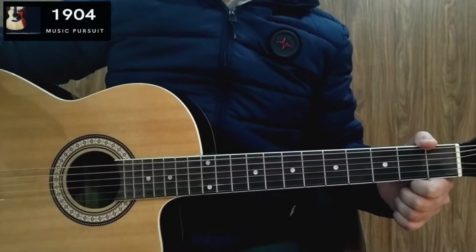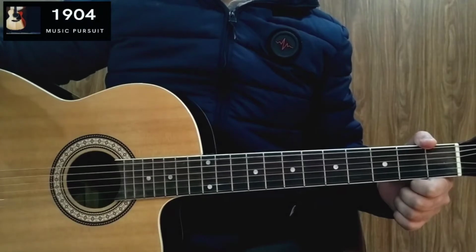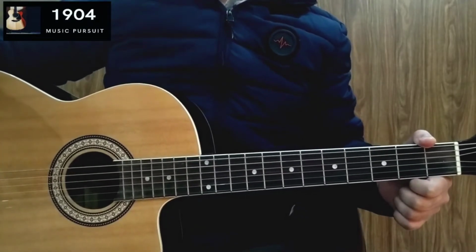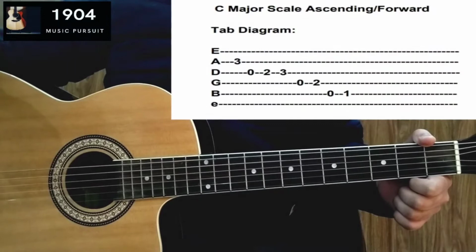In this lesson, we'll learn about some major scale shapes, open shapes and movable shapes. So let's do it. First we'll learn to play the three open shapes of major scale. First is C major scale.